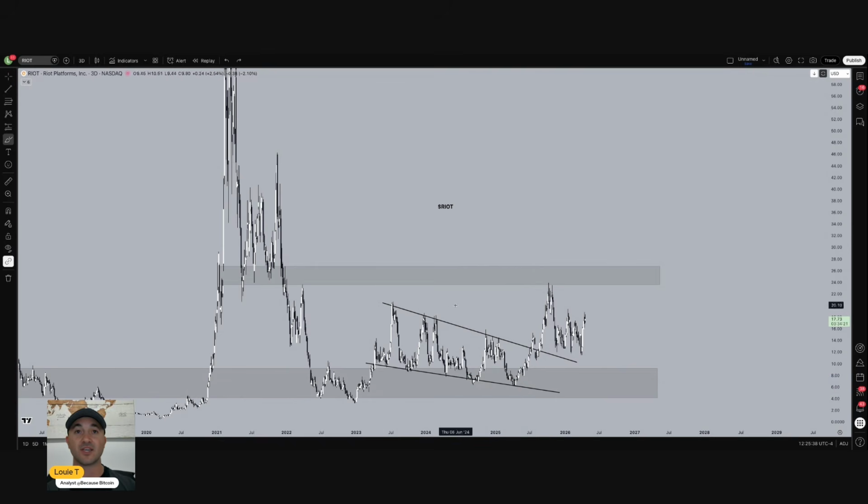So you could have easily just traded this wedge. If you just bought every time price came into this demand zone, you could have traded from wedge low to wedge high, right? And wedge high to wedge low. But eventually you want to trade the true breakout, right?